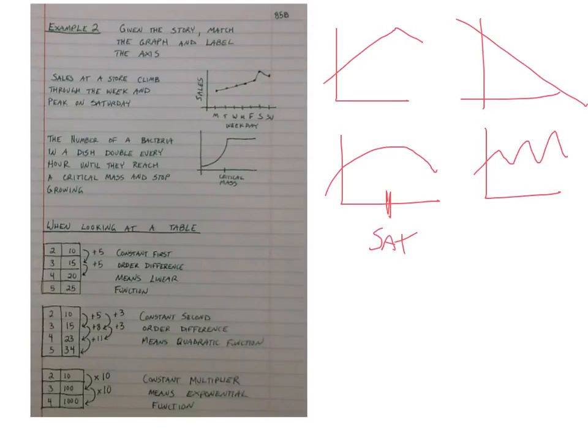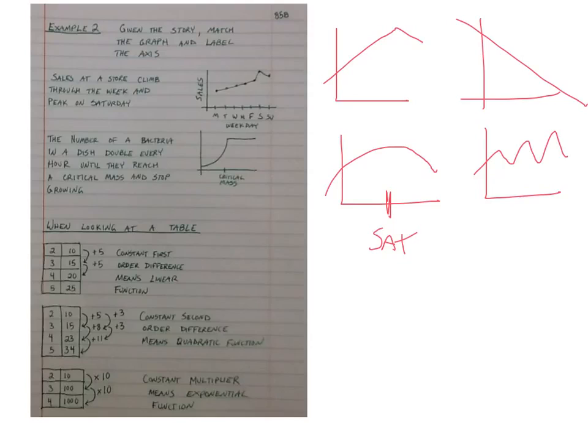The next one says the number of bacteria in a dish double every hour until they reach a critical mass and stop growing. So on this graph here, we're not doubling, we're just growing at a steady rate. This one, we're actually dying off. This one, our population goes up and down, up and down. This one, our population grows and then declines, whereas the one I've drawn here, our population appears to be growing at a faster rate, so it's doubling every hour, and then it reaches a critical mass, and then the population remains stationary.